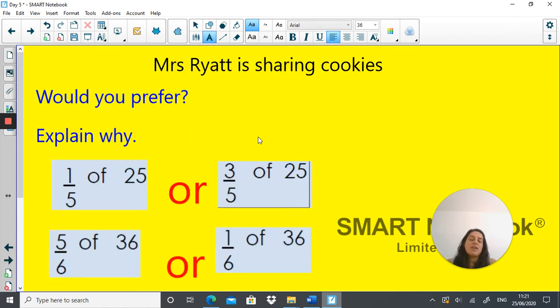Now, Mrs. Riot is sharing cookies. Which would you prefer? Explain why. So what's sharing cookies? Would you prefer 1/5 of 25 or 3/5 of 25?